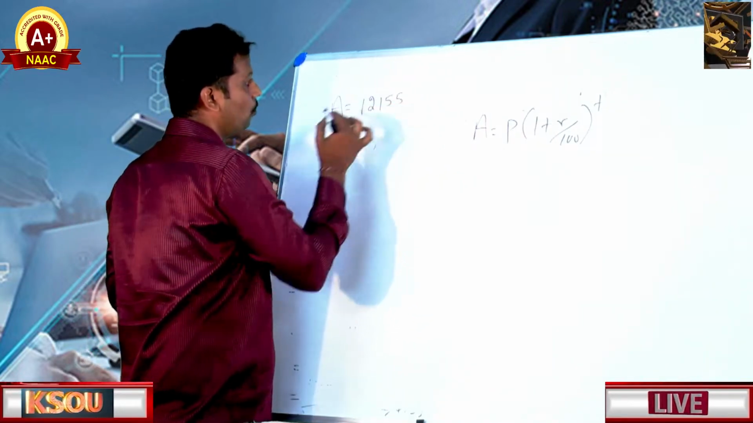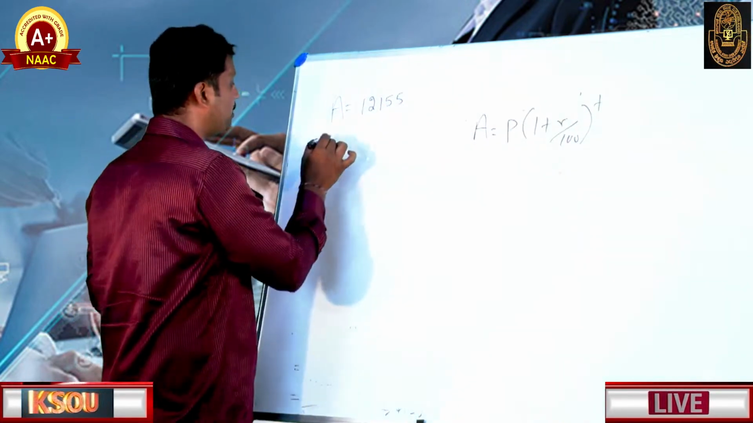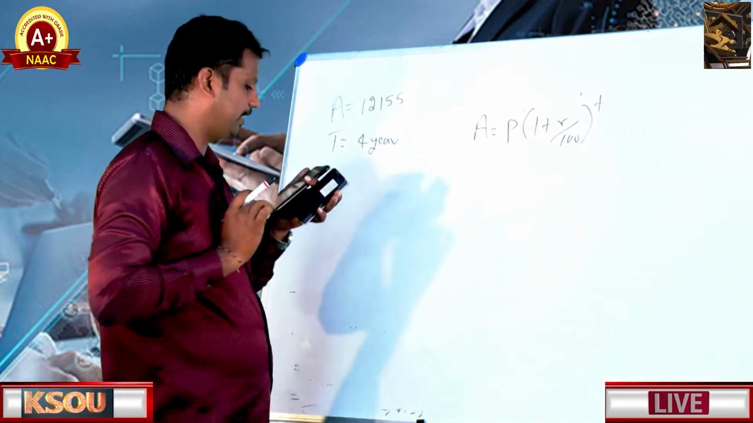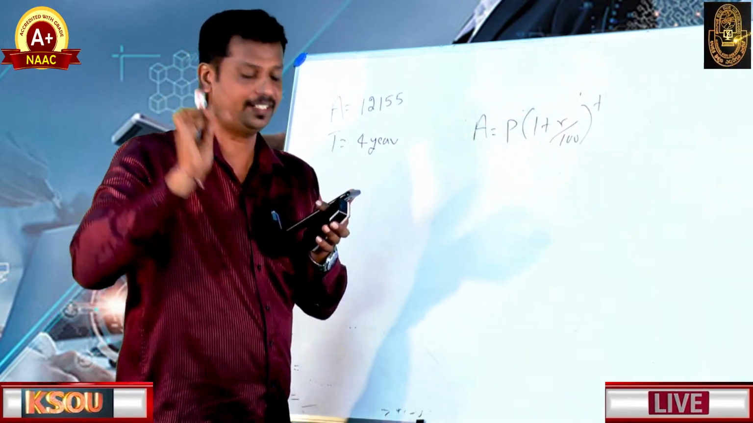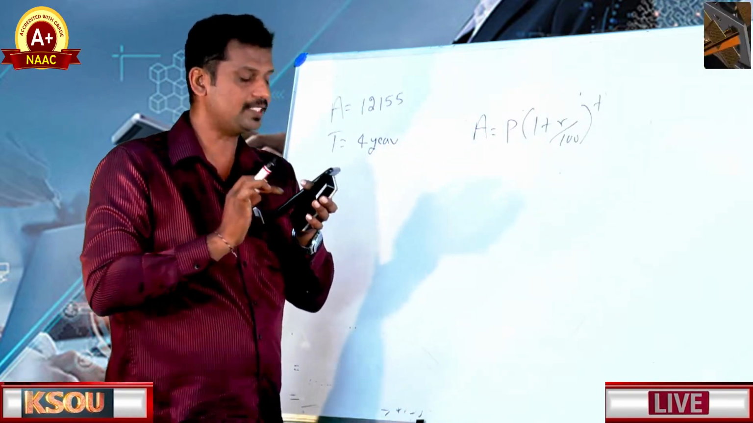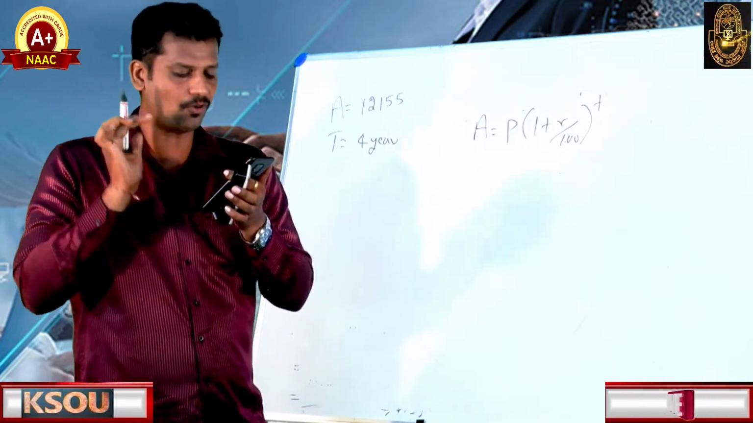12,155. In 4 years, what is the time duration? Time duration is 4 years. Okay. Then the compounding rate, that is what the question is very clear. What sum amount? 12,155 in 4 years.